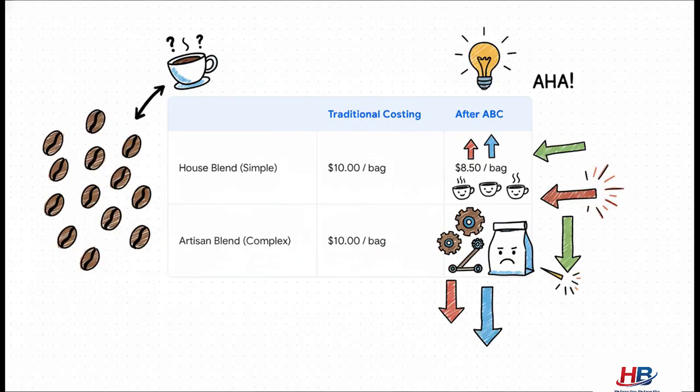And this is the aha moment. This is why we do all this work. Look at this. Using that old peanut butter method, both their simple house blend and their fancy, complex artisan blend looked like they cost $10 a bag to make. But after doing ABC, whoa, the real story comes out. The easy house blend actually only costs $8.50, but that artisan blend, with its extra setup time and longer roast, it's really costing them $13 a bag. They were unknowingly losing money on one product while probably overpricing the other.